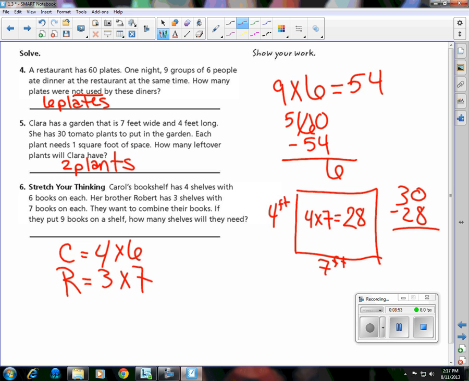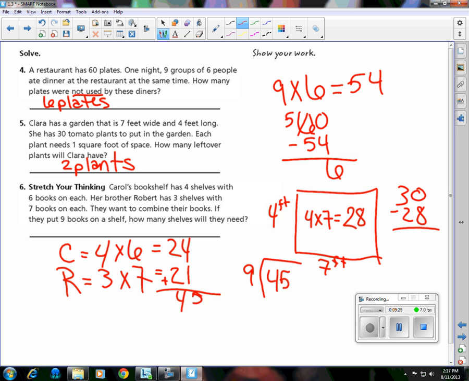4 times 6 to start. 4 times 6 is 24. She's got 24 books. Robert is 3 times 7. Right, so 3 times 7 is 21, and then we're going to add these up. So 4 plus 1 is 5, 2 and 2 is 4, so they have 45 books altogether. Okay, they want to put 9 books on each shelf. So I don't have my answer yet. I'm going to take 45 and I'm going to divide it by 9 now.